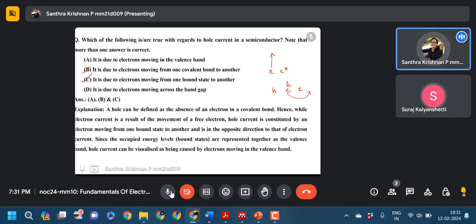This is only because of generation. It doesn't contribute to the hole current. It just generates the holes. It doesn't contribute to the holes moving across each other. Yeah, the D one, right? You're talking about that. Thanks. I think that's good.